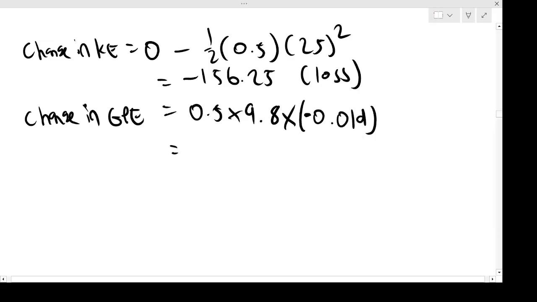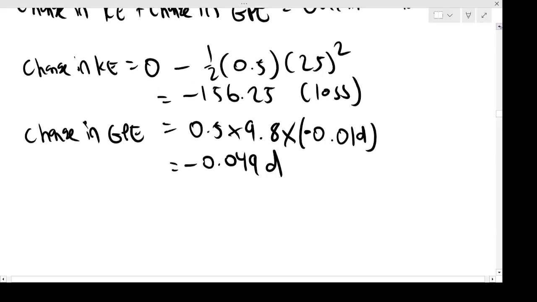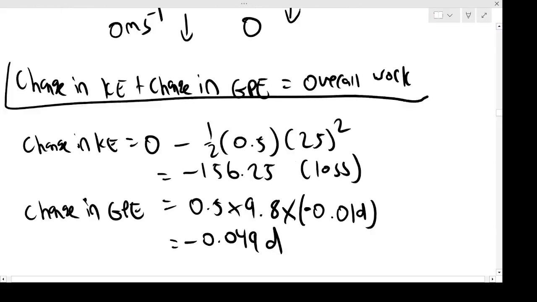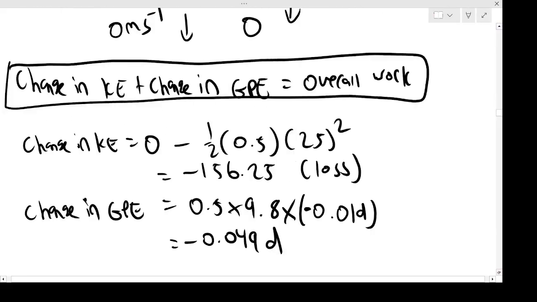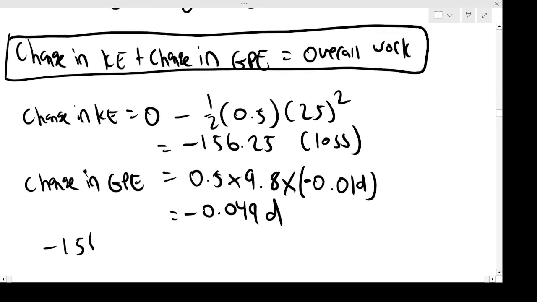So the change in GPE is going to be negative 0.049d. So therefore, if I substitute that into my work energy formula here, that's going to mean that minus 156.25 minus 0.049d has to give me the overall work.